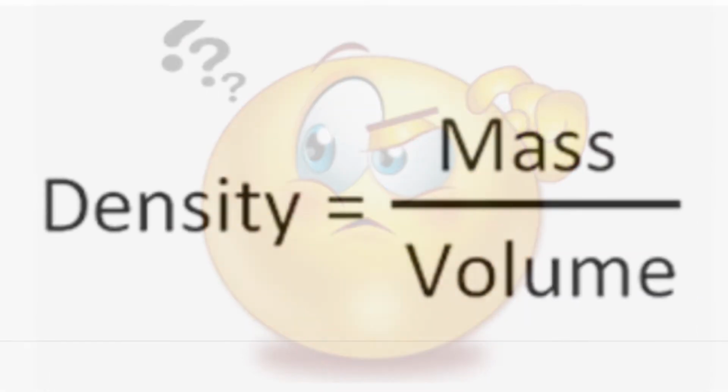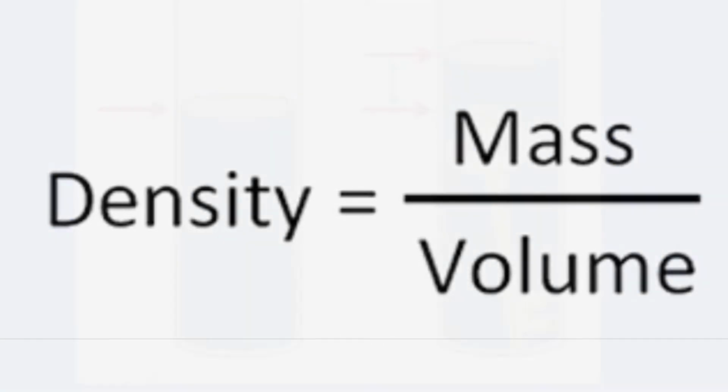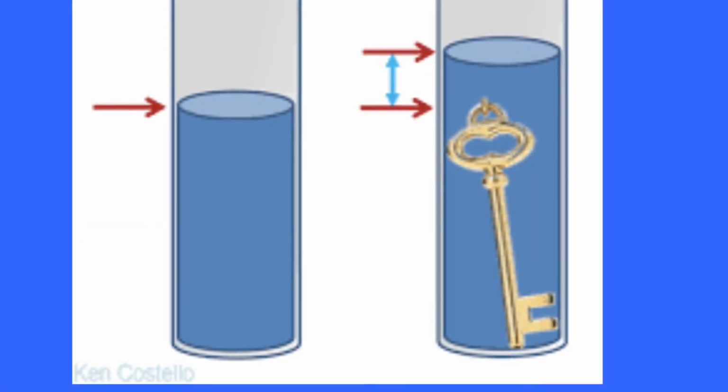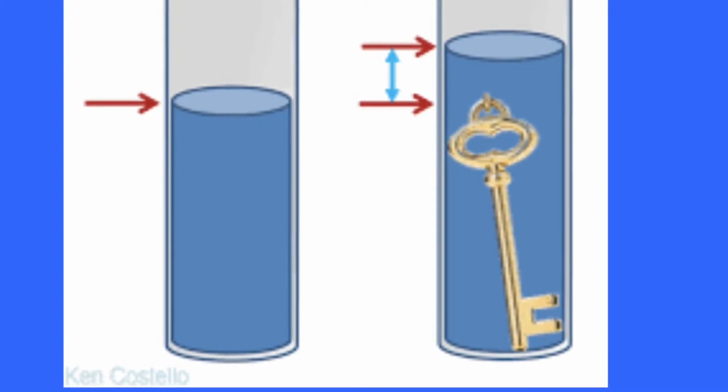Part 2 will be calculating the density for irregularly shaped objects. But if they're irregularly shaped and there's no set formula to calculate the volume, how exactly do we do that? We still use the same density formula, mass divided by volume, but calculating the volume is a little bit different. We use what's called water displacement.